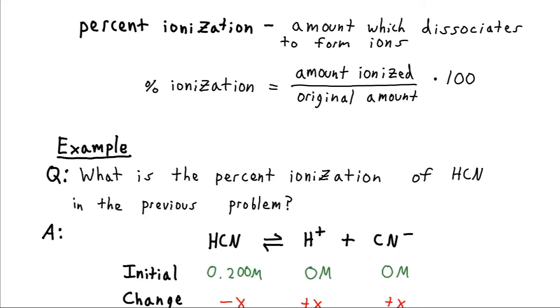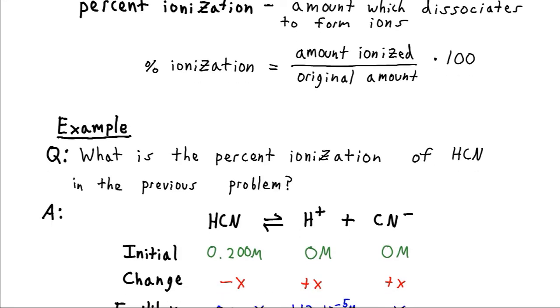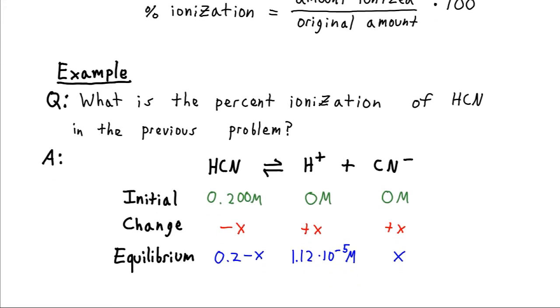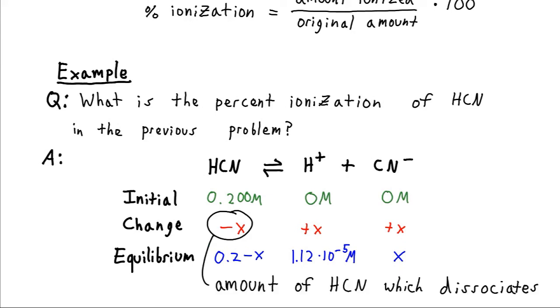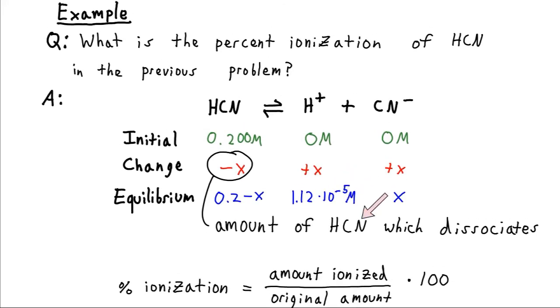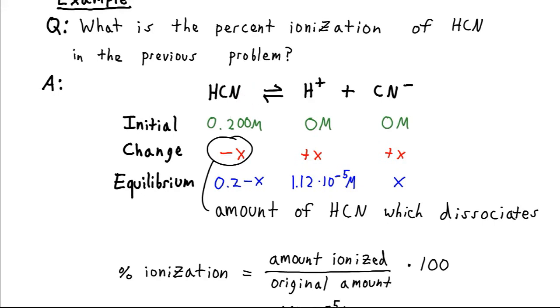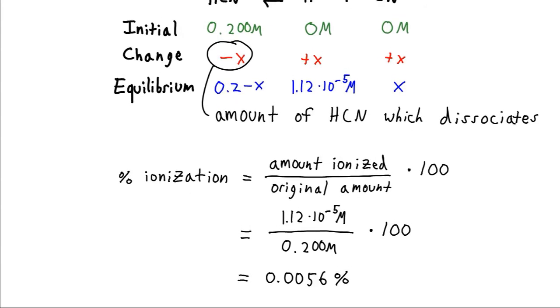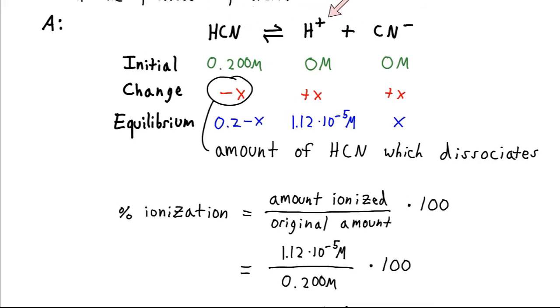So for example, try and figure out what the percent ionization of hydrocyanic acid is from our previous problem. Now we know what the ICE table is for this. In this ICE table, this minus x is how much of our HCN is lost, how much of it converts over to the right side into H plus and CN minus. So that's the amount which dissociates. So we can plug in our x value, which we now know, divided by our original quantity, which is this 0.2, times 100. And that gives us a percentage of 0.0056%.